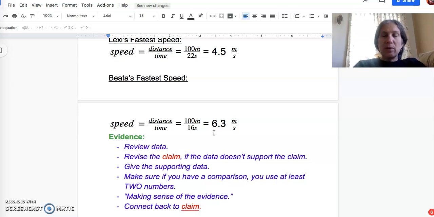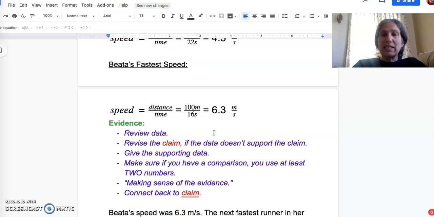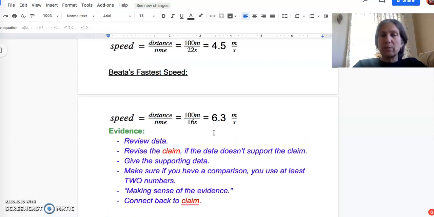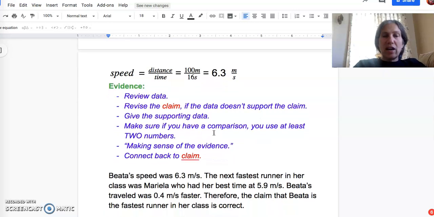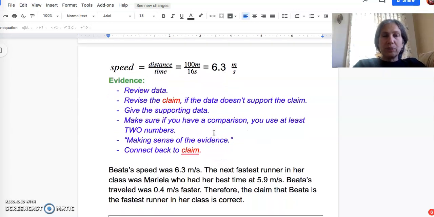So once again, if you're going to be making a comparison, saying someone's faster, someone's slower, this was the best, whatever best means, then you need to have two numbers. Then you need to make sense of the data. So you're going to explain why Beata's time was the fastest. And then you need to connect back to the claim. So here's just a rough idea of what you might do.